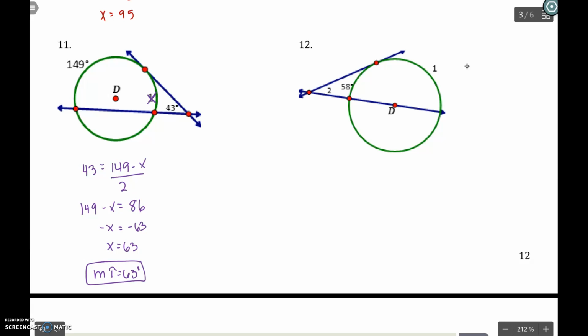All right, number 2. Now number 2, we're looking for both arc 1 and angle 2. The trick here is to realize that if D is the center of the circle, that this is a diameter, and therefore this is a semicircle, so they add up to 180. So to find arc 1, you just have to subtract the 58 from 180, and 180 minus 58 is 122. So arc 1 is equal to 122. And then we can find angle 2 by doing the far arc, 122, minus the closer arc, 58, divided by 2. And that would equal 32.